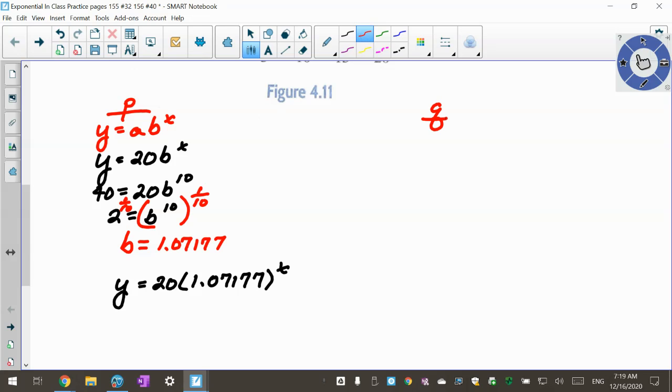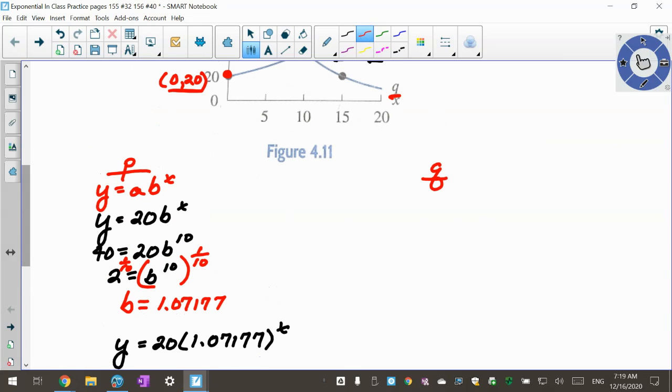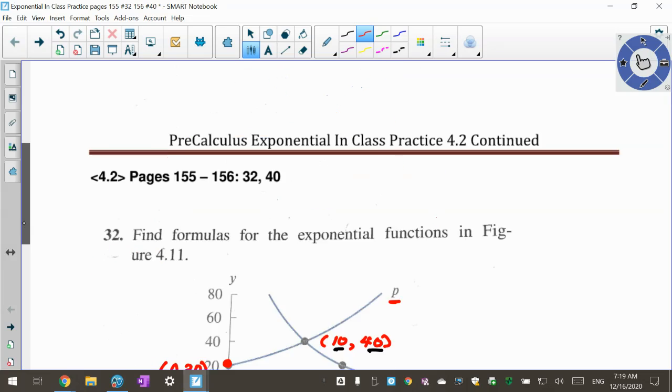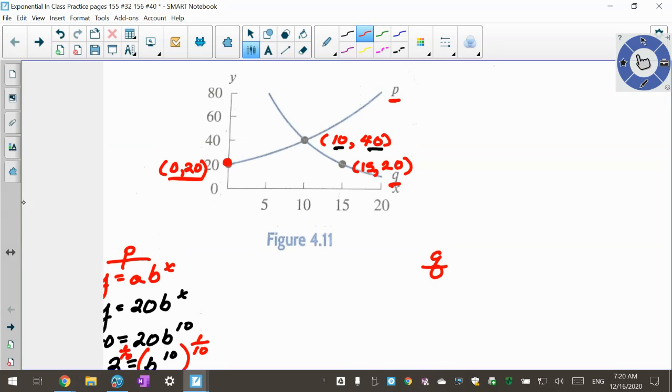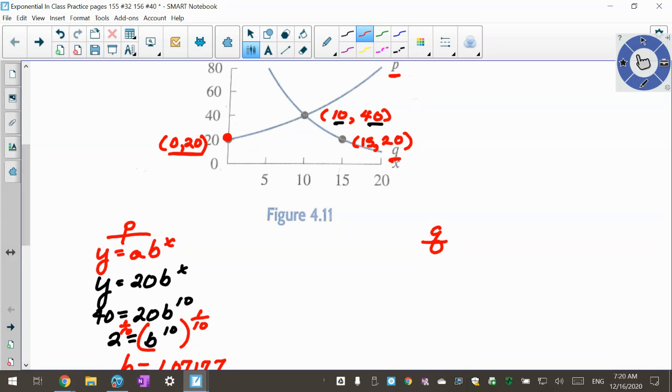Now I'm going to find Q, so let's go back up to our graph. Q, if you'll notice, I have 2 points here. I have the point (10, 20), and then I have this point right here, (15, 20). Excuse me, (10, 40), and then (15, 20). I'm sorry, I misspoke myself. So here I don't know the initial value. It looks like it's going to cross up here pretty high if I were to look at this graph. So I don't know my initial value, so I'm going to have to do this one with the ratios, which a lot of you are getting really good at doing.